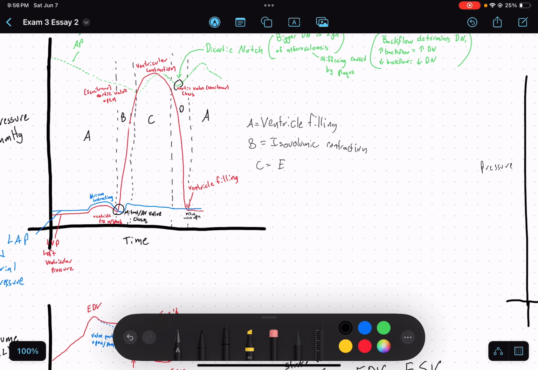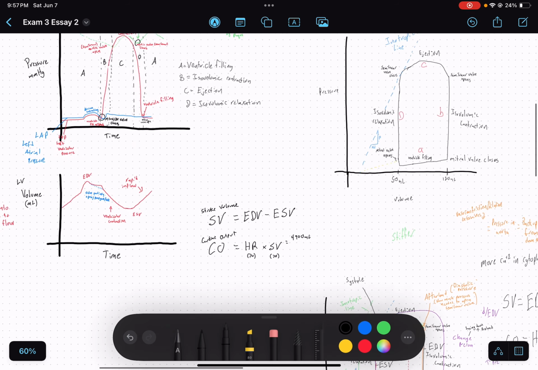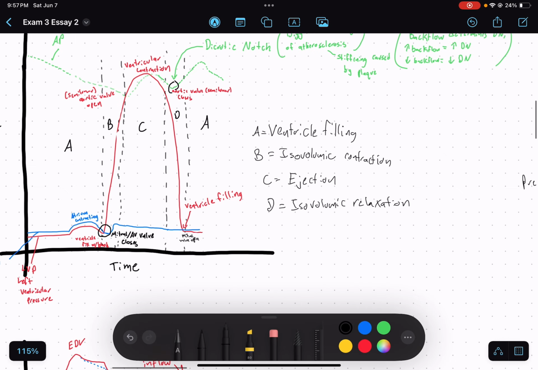C is going to be our ejection phase, where we're dispersing the blood past the aortic valve and spreading it through the rest of the body. And D is going to be isovolumic relaxation, allowing the ventricle to relax before it starts filling again.